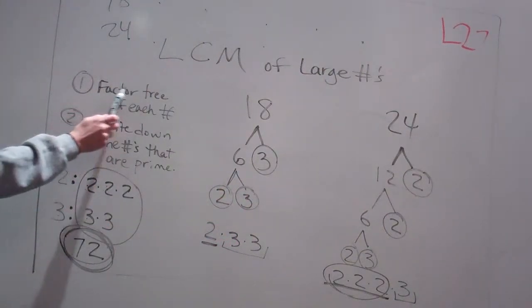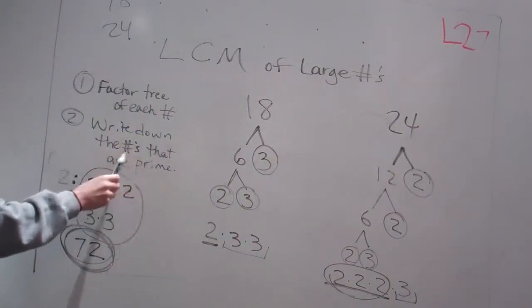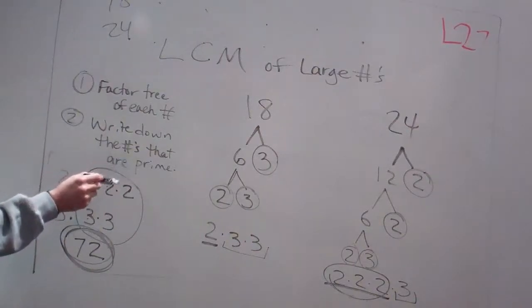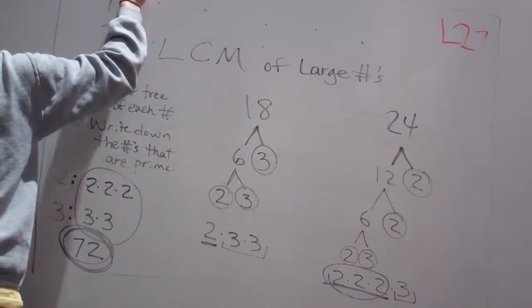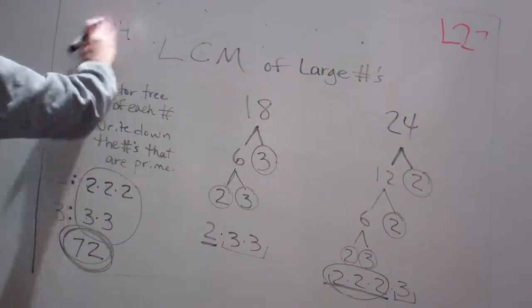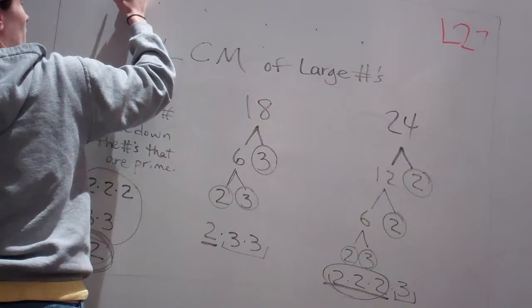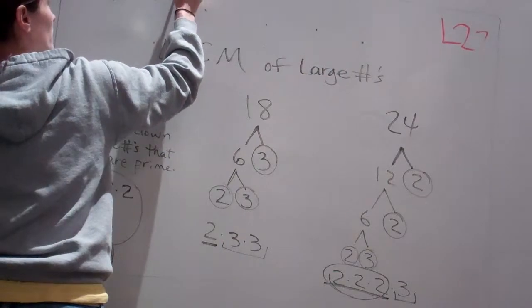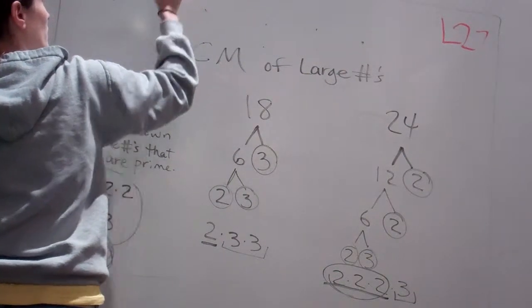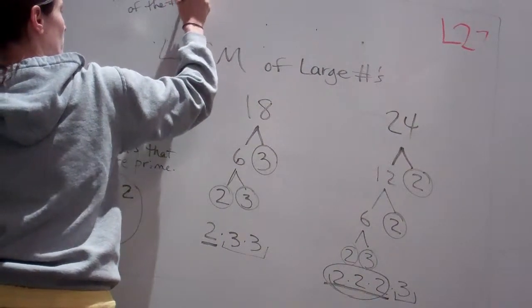Okay? Step 1, do the factor tree of each number. Step 2, write down the numbers that are prime. Step 3, how would you say that? Take the most quantity of the numbers. Okay?